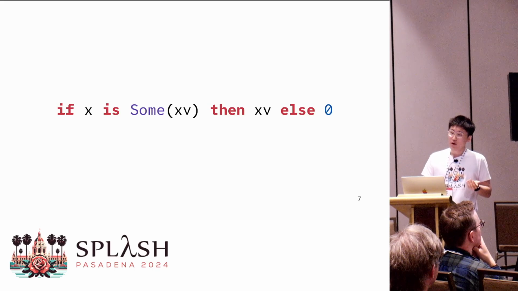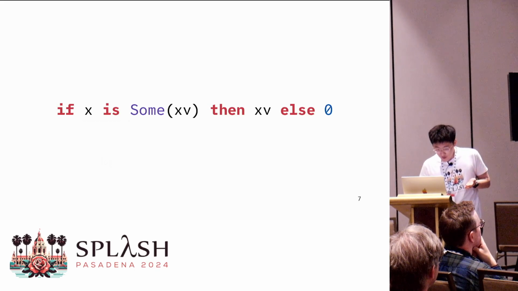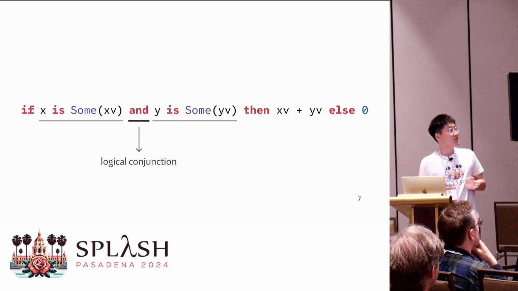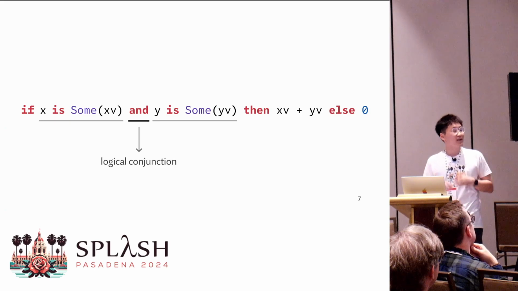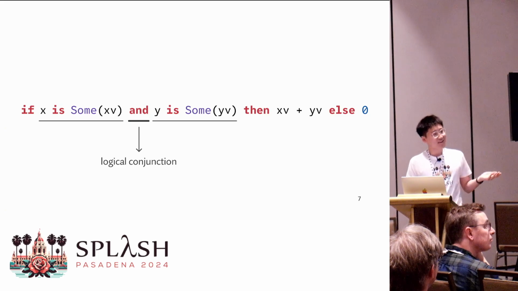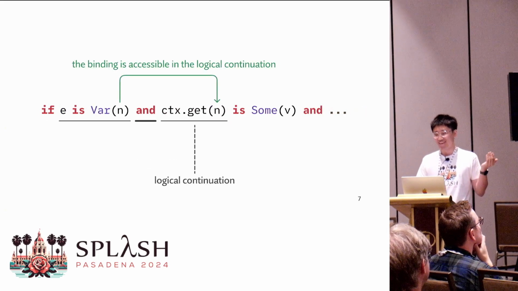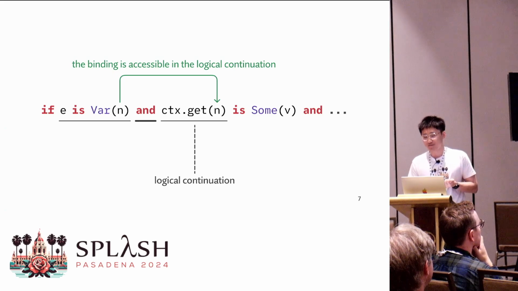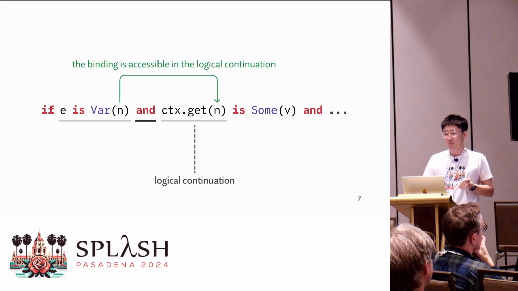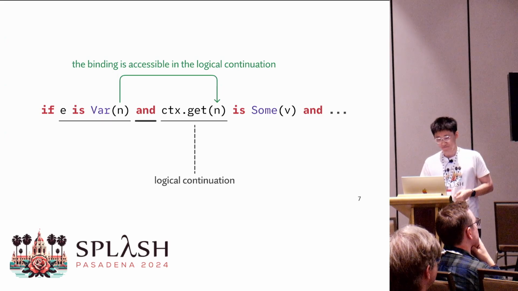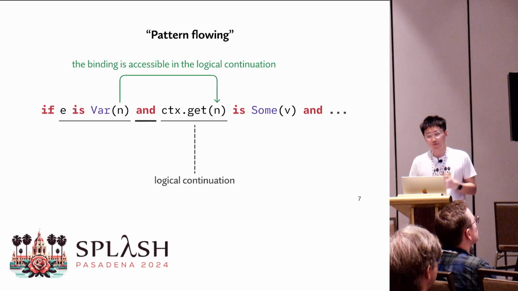And moreover, we can introduce more than one pattern matching in a single expression using the and operator. It serves as a logical conjunction. And what makes life better is that the variables bound in patterns are immediately available in the following logical continuation, no matter whether the connective is and or then. We call this feature pattern flowing.